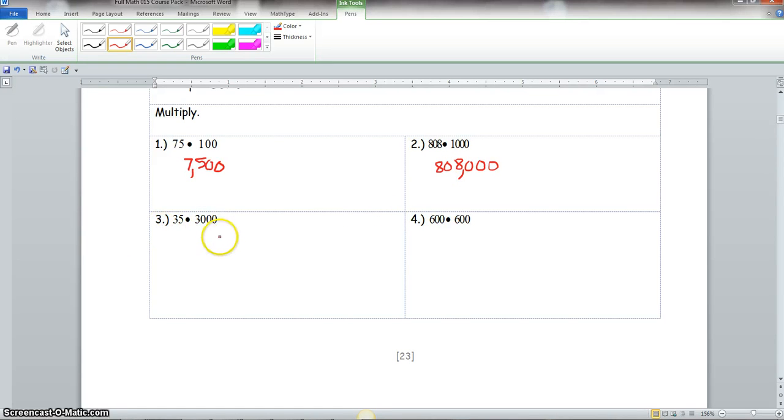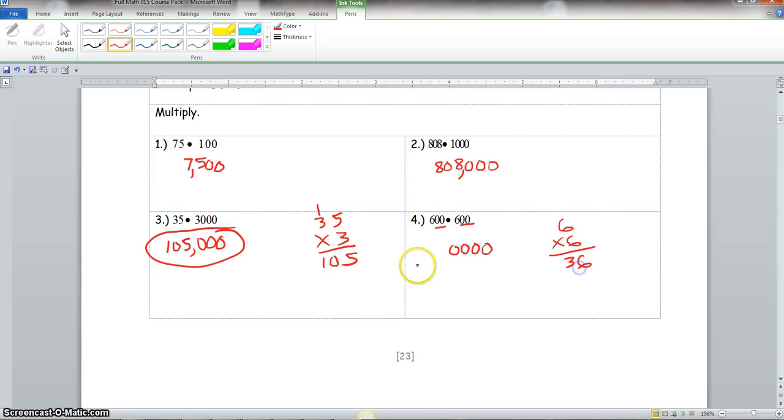Now number 3. This ends in three zeros. Now we need to take 35 times 3. 3 times 5 is 15, carry a 1. 3 times 3 is 9, plus 1 is 10. So it's 105,000. Okay, number 4. We have two zeros here, two zeros here. So we should have 4 zeros at the end of our answer. And then we could take 6 times 6, which is 36. So this would give us 360,000 as our final answer.